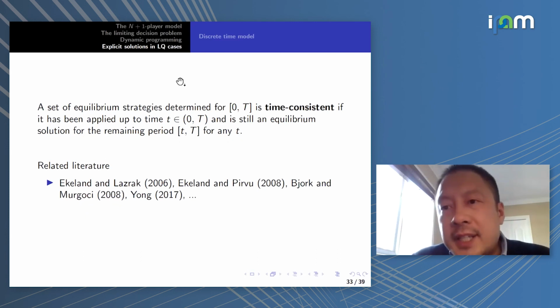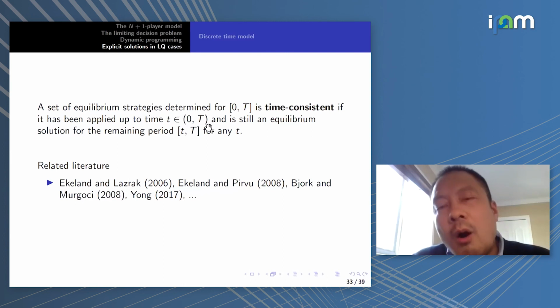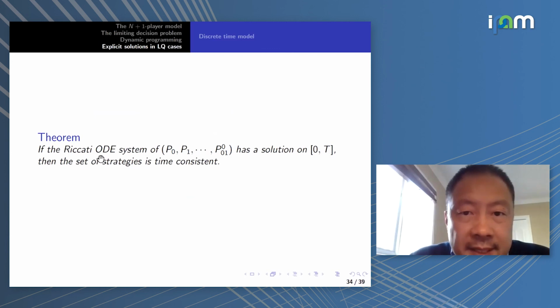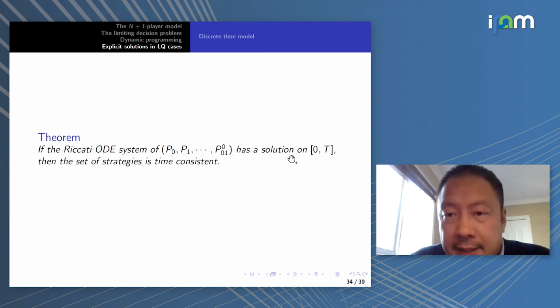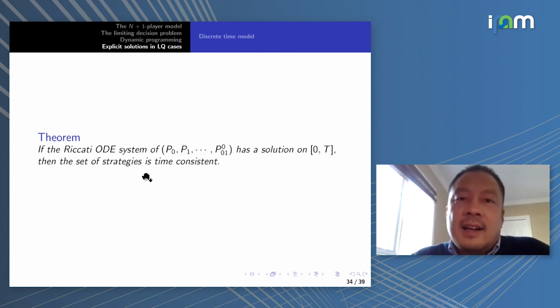Also, we can show a further property about our strategy: time consistency. Basically, if you have time consistent strategies, it means if you implement the old strategy on the remaining time horizon, there is no need to revise. It's still an equilibrium strategy for the remaining period, or for the subgame. So if the ODE system has a solution on the interval, then the set of strategies is time consistent.